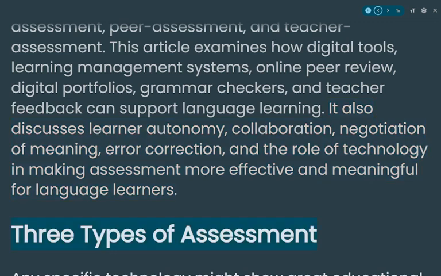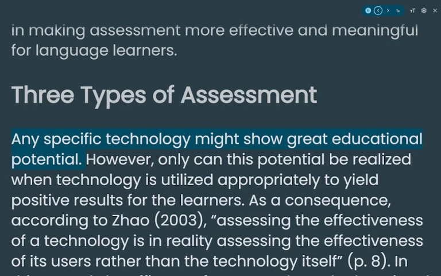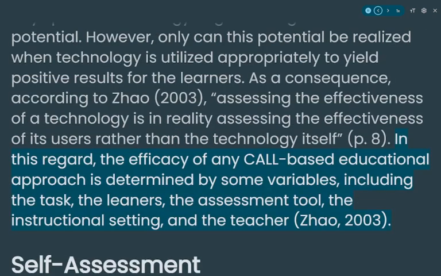3 types of assessment. Any specific technology might show great educational potential. However, this potential can only be realized when technology is utilized appropriately to yield positive results for the learners. As a consequence, according to Zhao, 2003, assessing the effectiveness of a technology is in reality assessing the effectiveness of its users rather than the technology itself, page 8. In this regard, the efficacy of any CAL-based educational approach is determined by some variables, including the task, the learners, the assessment tool, the instructional setting, and the teacher. Zhao, 2003.